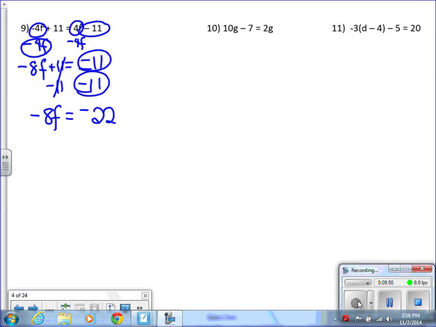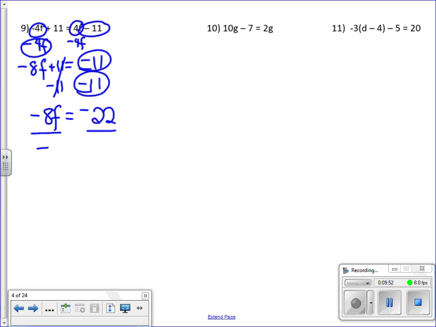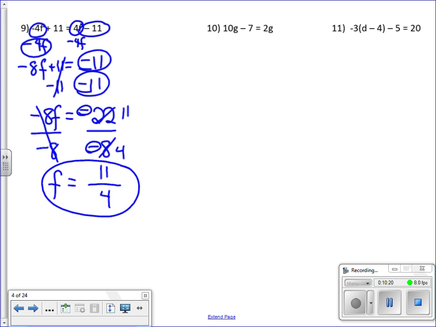Okay, now we need to divide both sides by negative 8 to get rid of my negative 8. So negative divided by negative is a positive, which is great. I have a positive f. And again, a negative divided by a negative is a positive, but I can reduce this fraction. 2 goes into both of these. This becomes 4, and this becomes 11. That means I'm winding up with 11 over 4. But it is positive because it's a negative divided by a negative, which gives me a positive. I can leave my answer as an improper fraction.